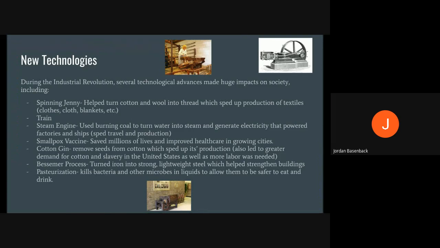And so skyscrapers would not be possible without the Bessemer process, as you could not build brick buildings that were that tall. The last thing here is just something that makes food much safer to consume, and that is the pasteurization process. Created by Louis Pasteur, this kills bacteria and other small microorganisms in liquids to allow them to be safer to eat and drink. And this started with milk, but also spread to other foods and liquids that we consume, making them much easier and safer to consume.